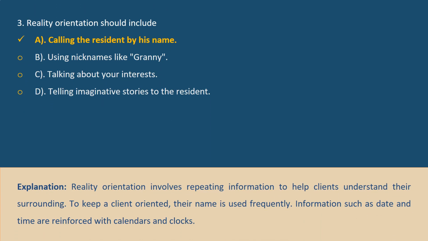Answer A. Calling the resident by his name. Explanation. Reality orientation involves repeating information to help clients understand their surroundings. To keep a client oriented, their name is used frequently. Information such as date and time are reinforced with calendars and clocks.